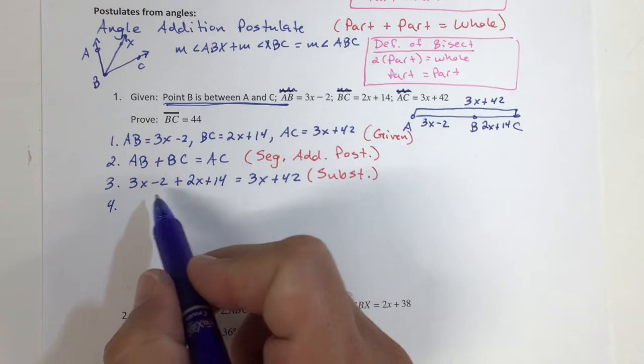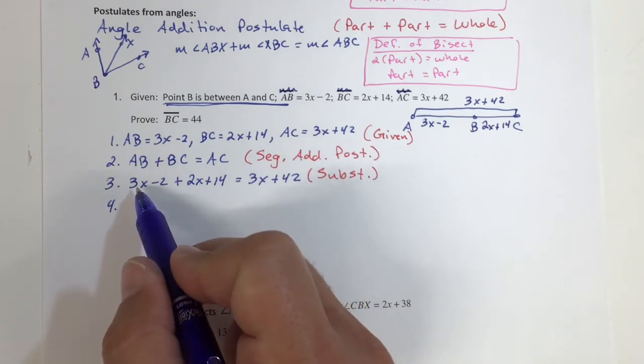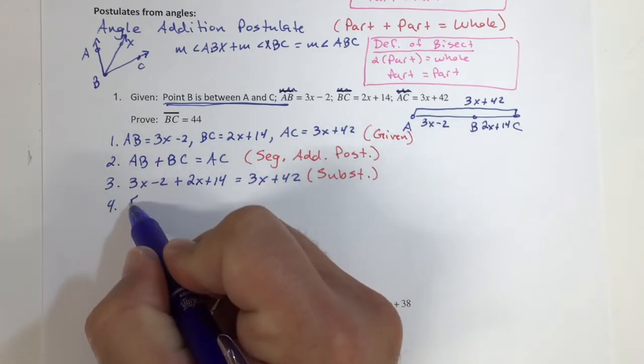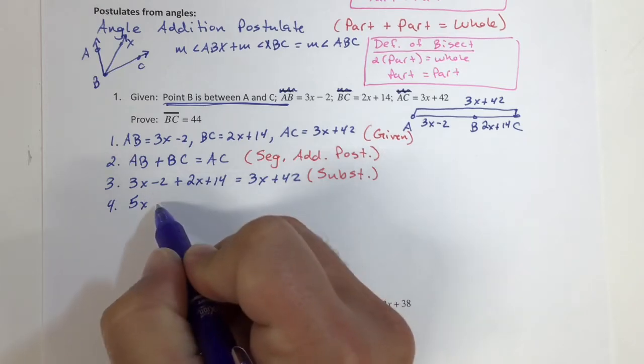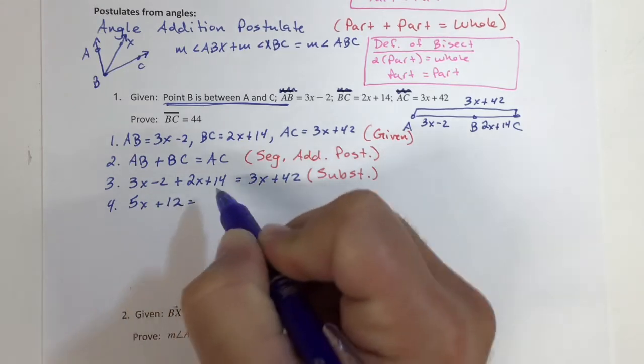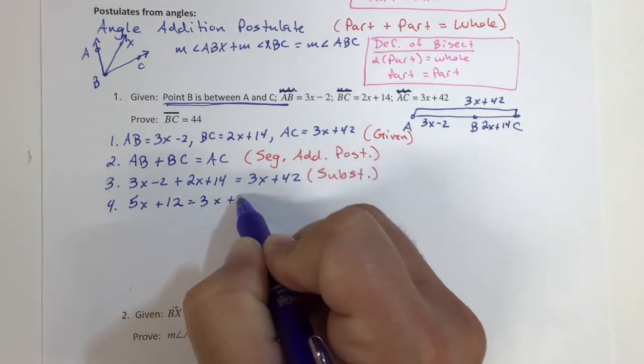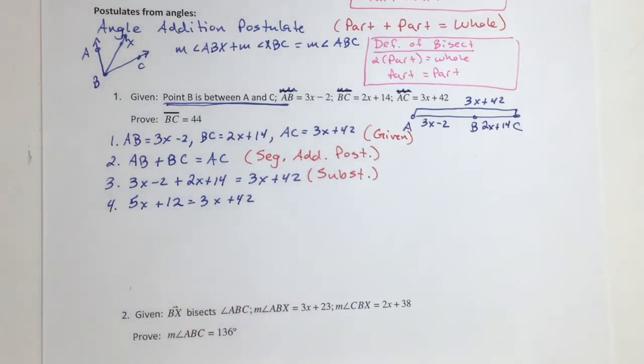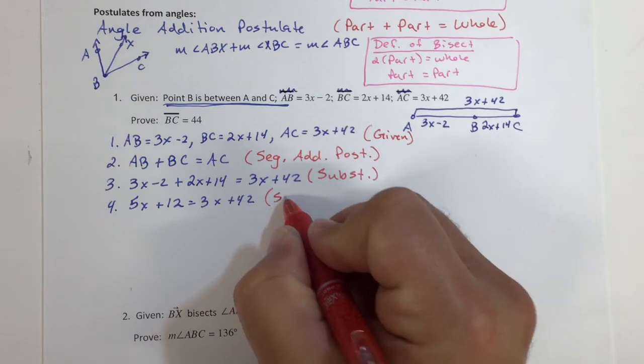So the next step is going to be to combine our like terms. 3x plus 2x becomes 5x, and minus 2 plus 14 becomes plus 12. Everything else just gets rewritten. Now, since all I did was combine like terms, I just simplified that. So we're just going to say simplify.